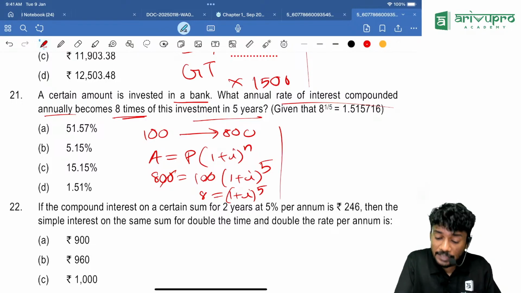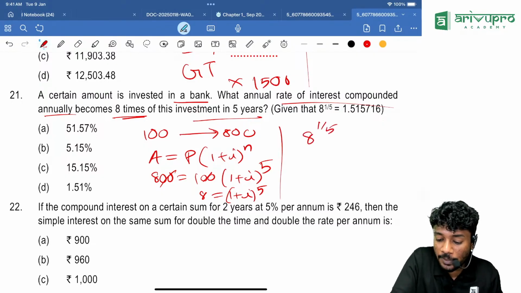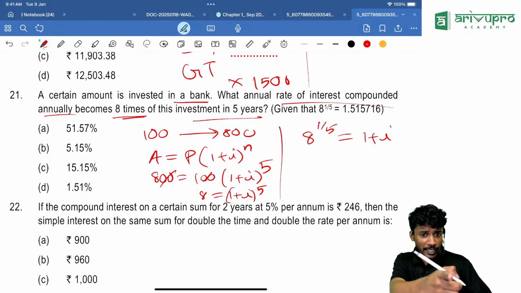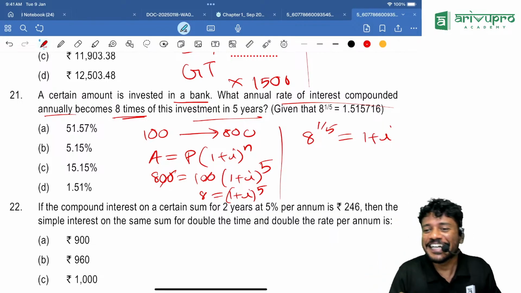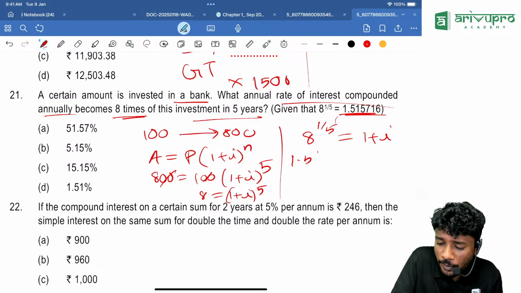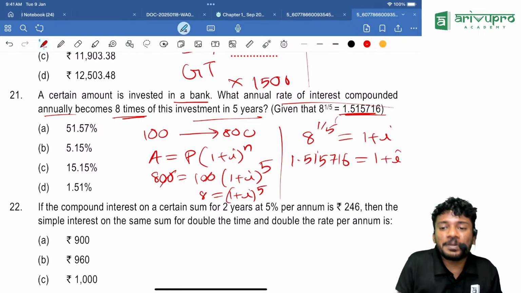I am taking this 5 to the other side. Then can I write it this way? 8 raised to 1 by 5 is equal to 1 plus I. Will anyone stop me from doing that? No. Now, what is 8 raised to 1 by 5? It is given in the question. That is 1.515716 is equal to 1 plus I.